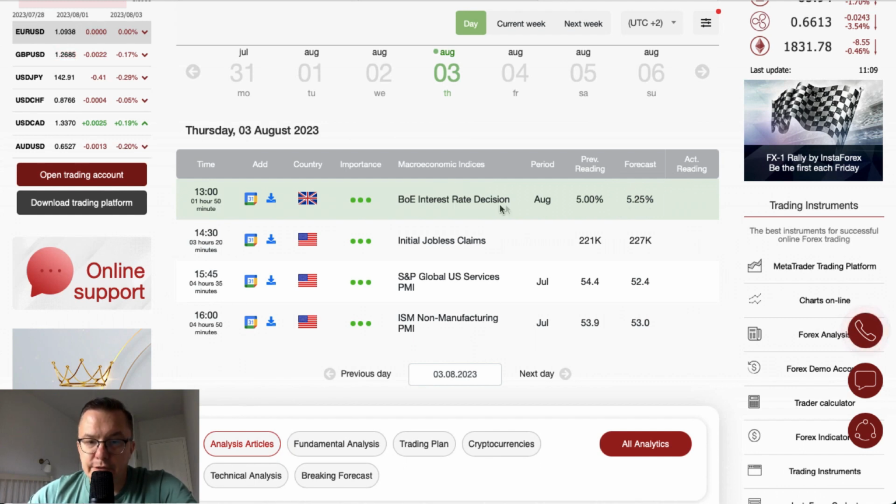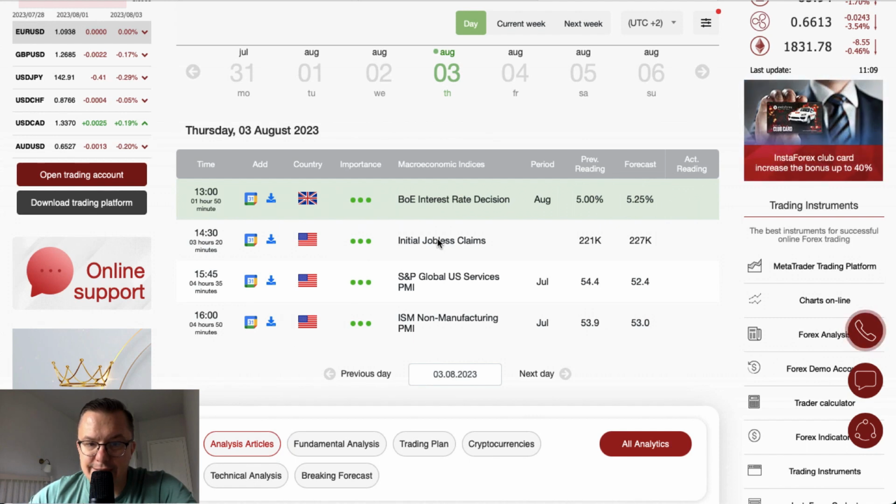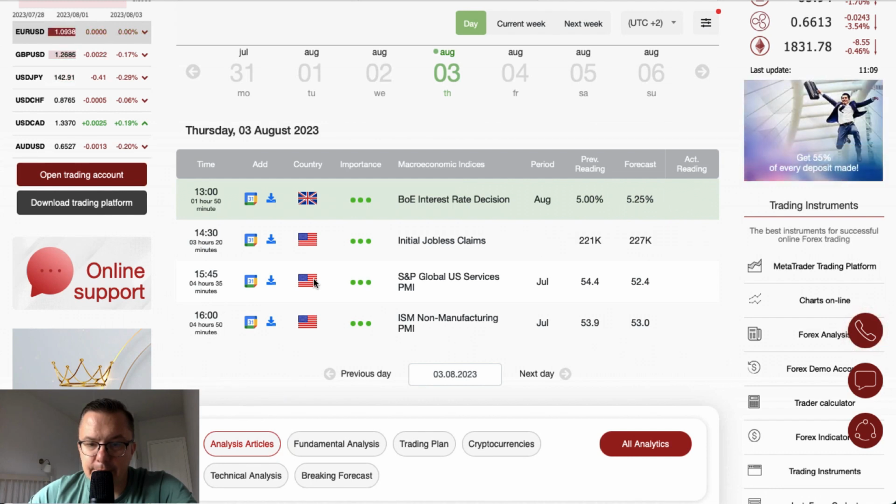The other important events of today are the initial jobless claims scheduled for release at 2:30. Those data are from the US, and the S&P Global US Services PMI and the ISM Non-Manufacturing PMI. Both data are from the US, of course, and the first one is scheduled for release at 15 minutes to 4, and then 4 o'clock.